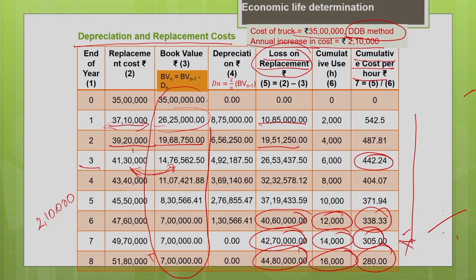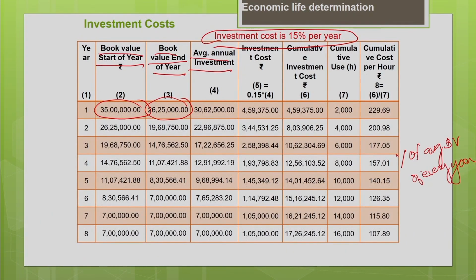So, this column you can use for the investment calculation. The book value at the end of every year can be obtained from this table. And another thing, as I told you, the book value at the end of first year is the same as the book value at the beginning of the second year. Similarly, the book value at the end of second year is the same as the book value at the beginning of third year. So, it goes on like this.